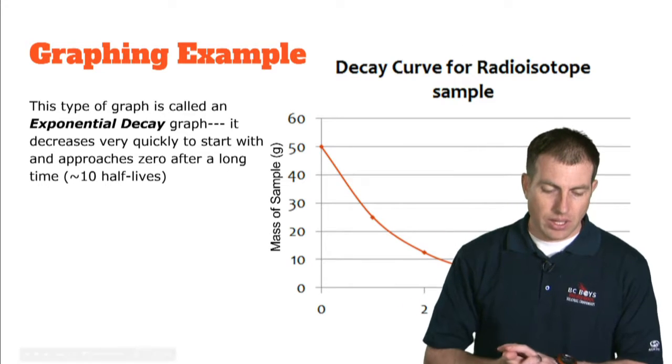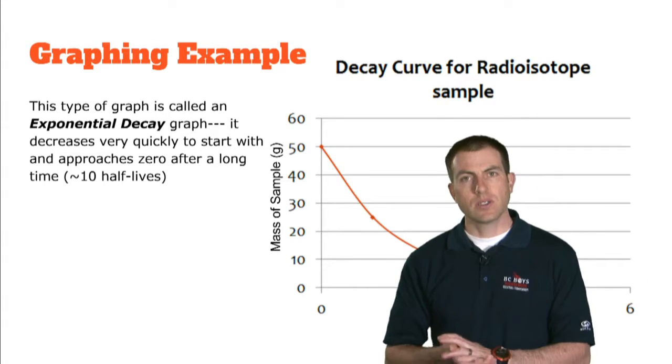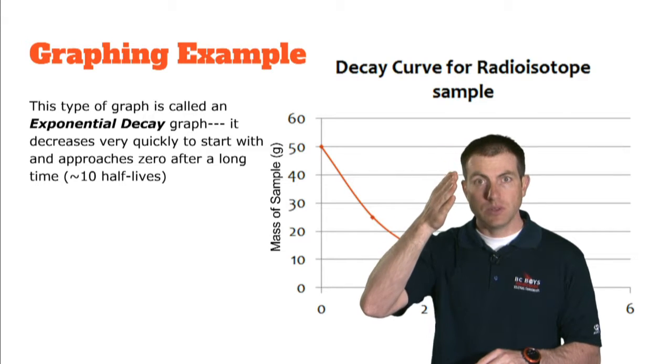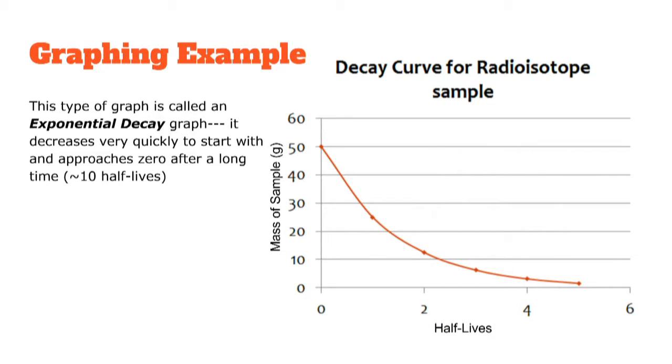So this type of graph is called exponential decay. It starts off, it drops really, really fast, and then it starts to slow down as you get closer to the x-axis or the bottom axis.